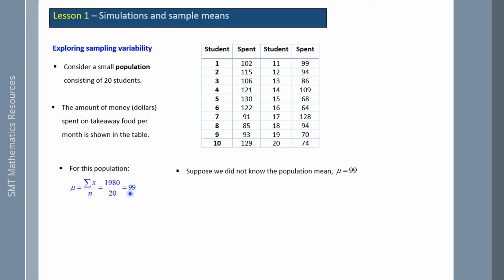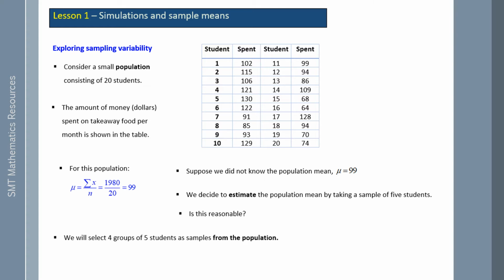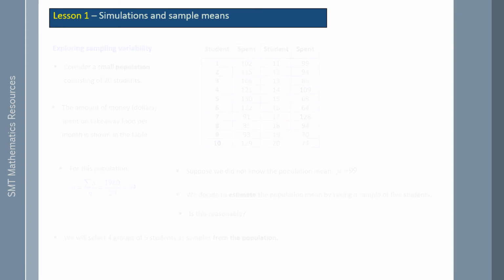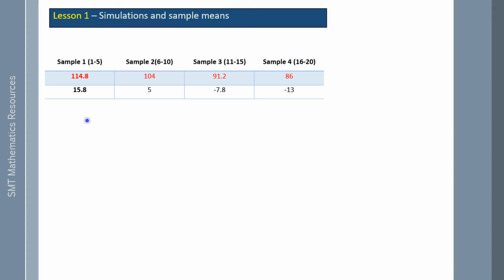Suppose we do not know the population mean, which is mu equals 99. We decide to estimate the population mean by taking a sample of 5 students. Is this reasonable? We will select 4 groups of 5 students as samples from the population. Here we're taking samples of size 5. Now, sample 1, 2, 3 and 4 are shown here, where sample 1 was the first 5 students, the second 5 students was sample 2, etc.